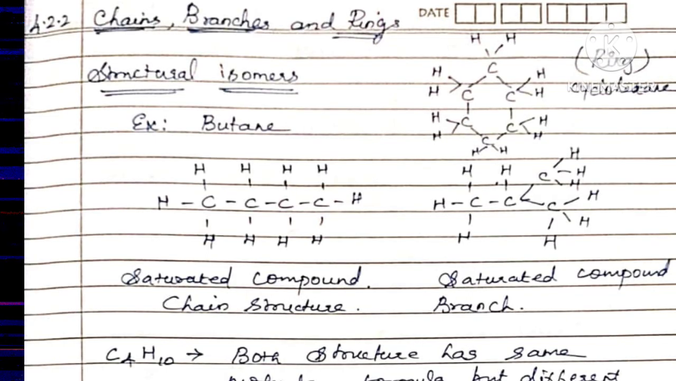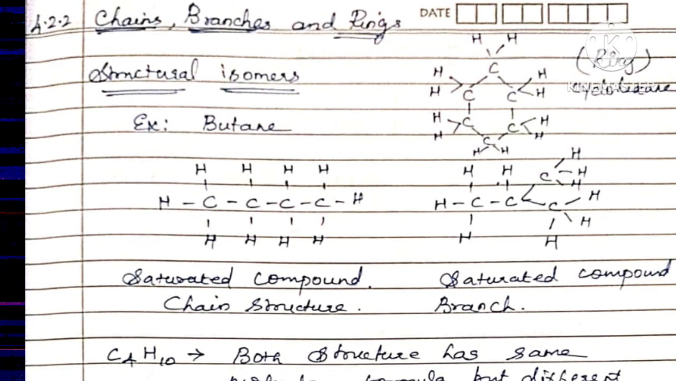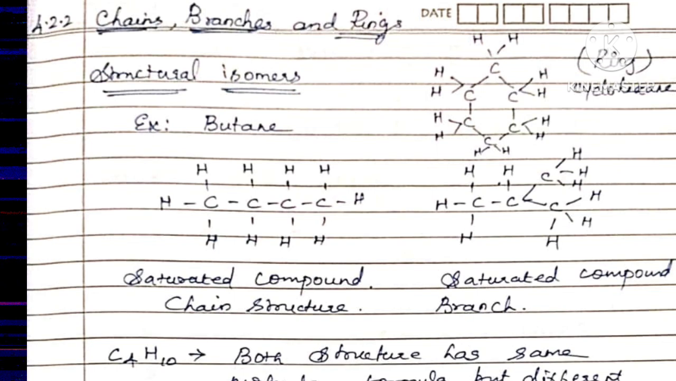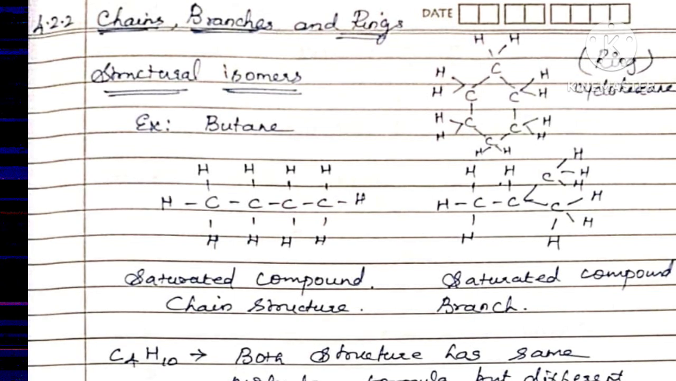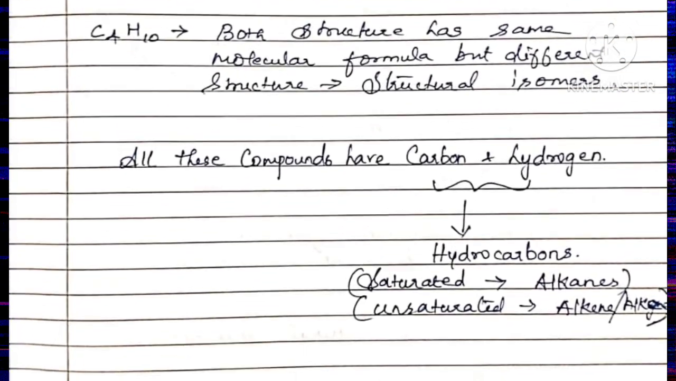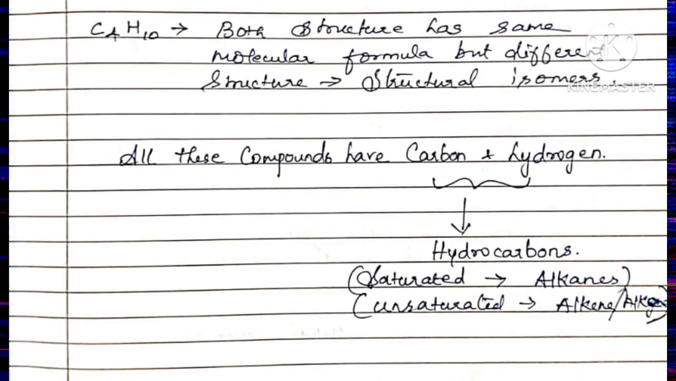Now let us see the structures. The structure can be in chain, branched or ring form. Structural isomers are compounds which have the same chemical formula but different structures. Now we can take an example, butane here. Now let us see about the hydrocarbons. All the compounds which have carbon and hydrogen are termed hydrocarbons. They are seen both as saturated hydrocarbons as well as unsaturated hydrocarbons.